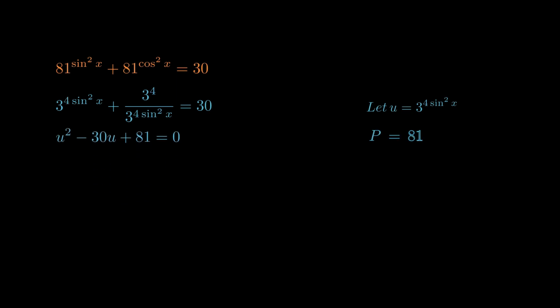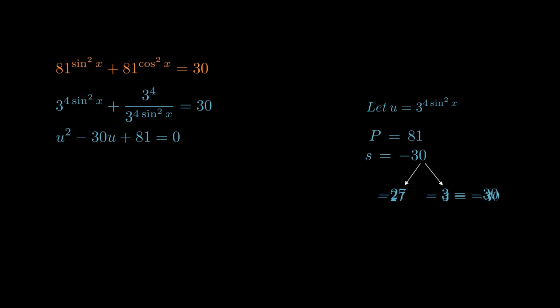From the coefficients of this quadratic equation, we can determine the two roots, as we know that the product of them, which we note by p, is equal to the 0th order coefficient, minus 81, divided by the second-order coefficient, 1, which gives us 81.